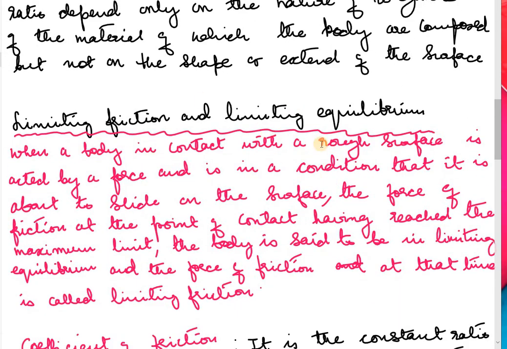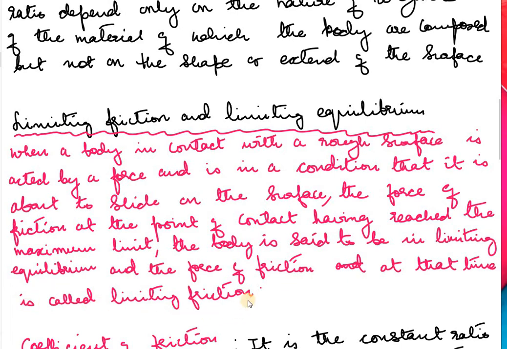Now we define limiting friction and limiting equilibrium. When a body in contact with a rough surface is acted on by a force and is about to slide on the surface, with the force of friction at the point of contact having reached the maximum limit, the body is said to be in limiting equilibrium, and the force of friction at the point of contact is called limiting friction.